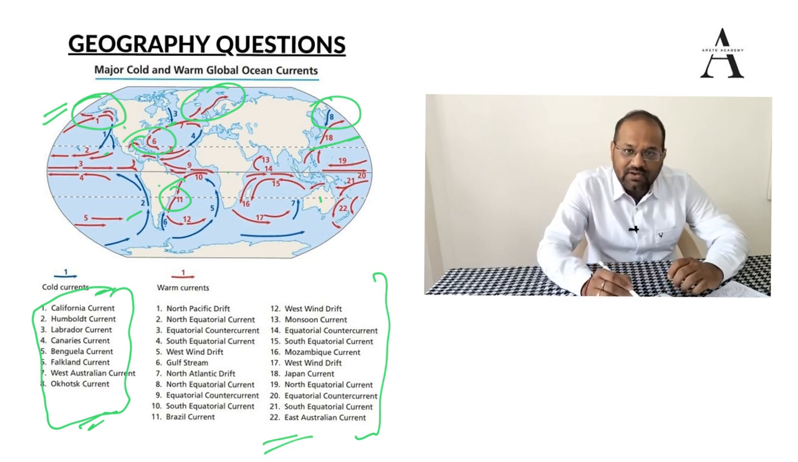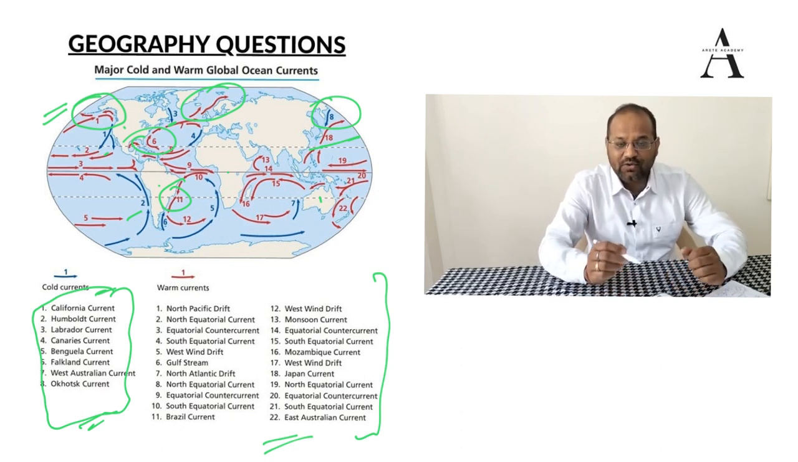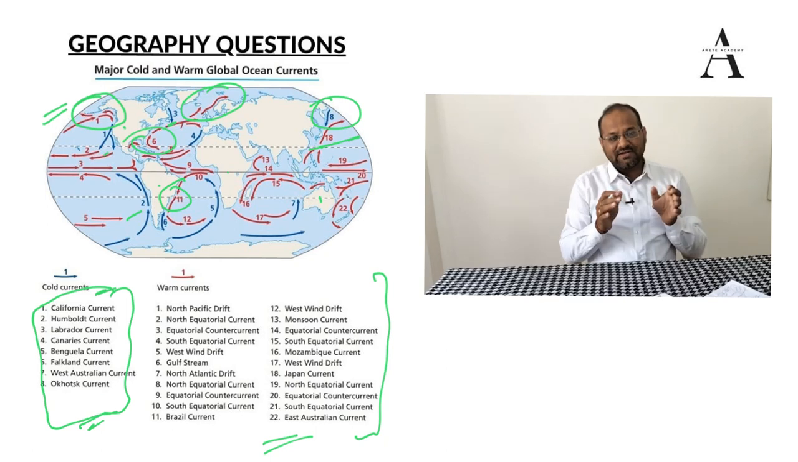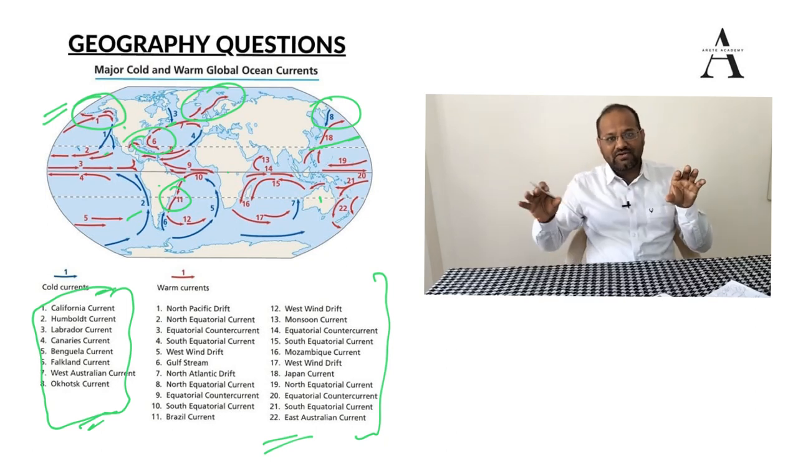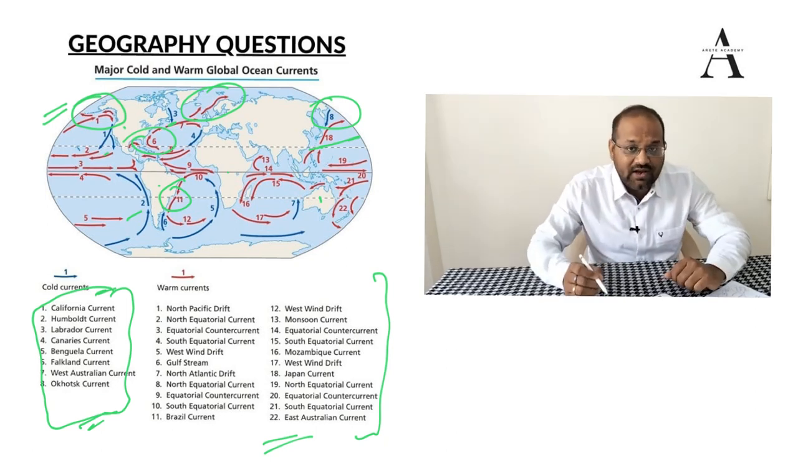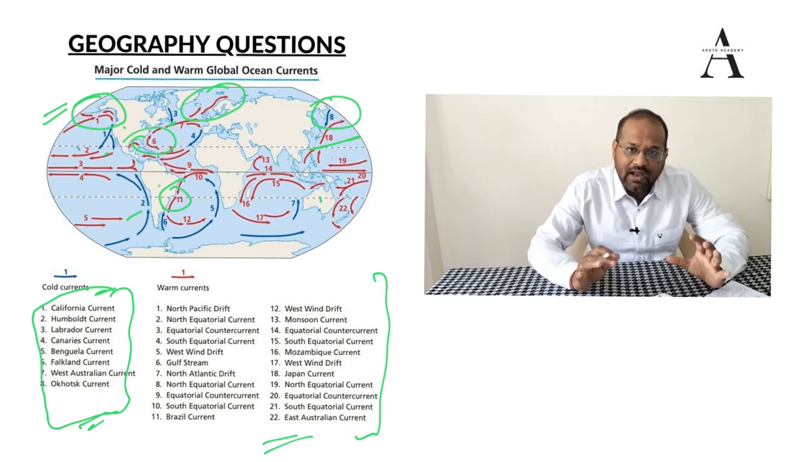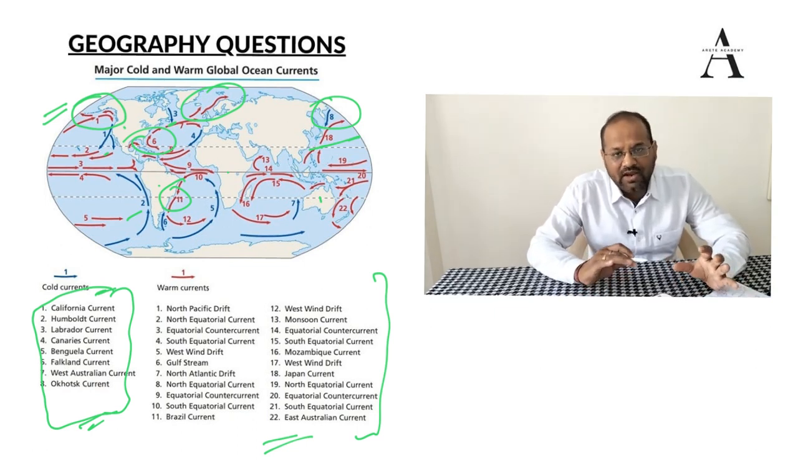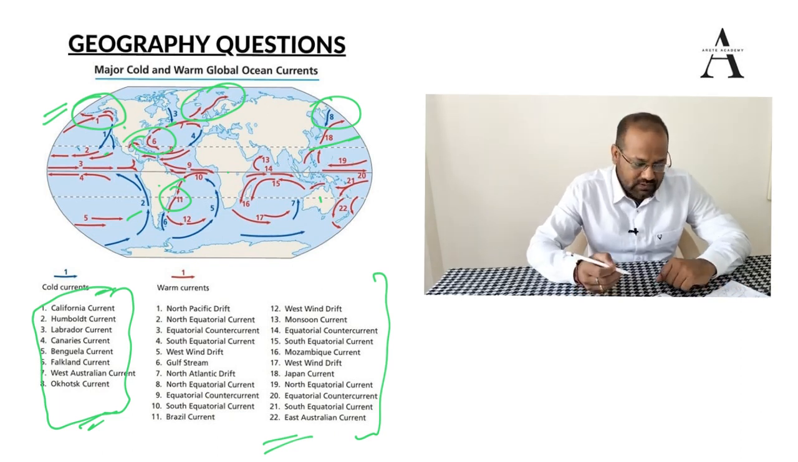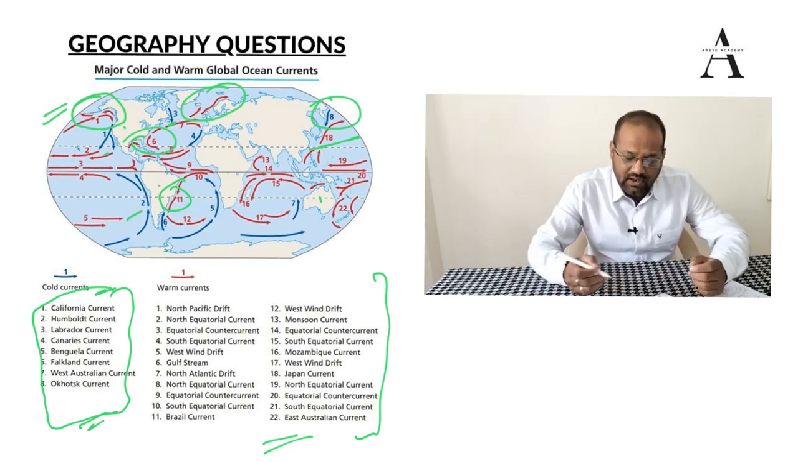UPSC has a habit of asking this in match the following: this current belongs to which coast or which continent. So don't get trapped and be alert, because if you know the cold currents, you can easily eliminate the options. Now let's see the other areas.